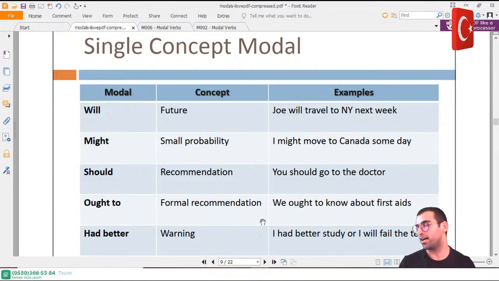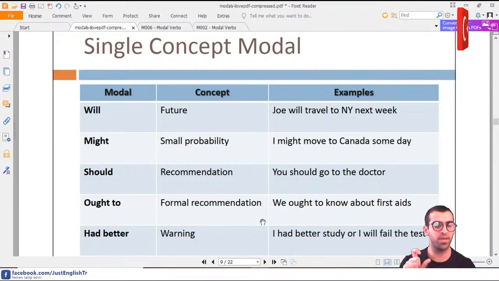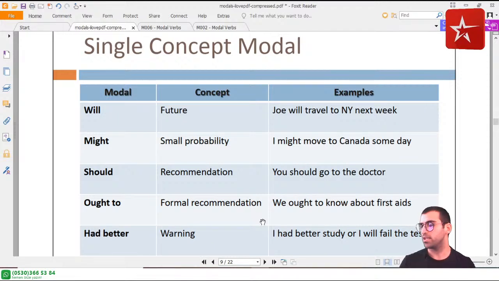And the next one is about had better. Turkish students, as far as I know, hardly ever use had better. But if we are talking about warning, uyarma, we have to use had better. Not should, not must. Must is a strong way, but had better is the best way to warn someone to do something.